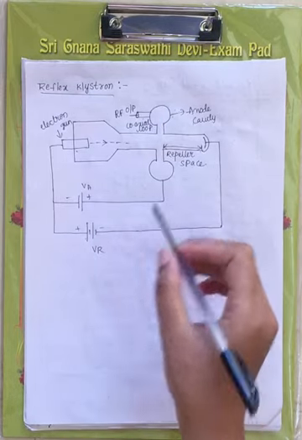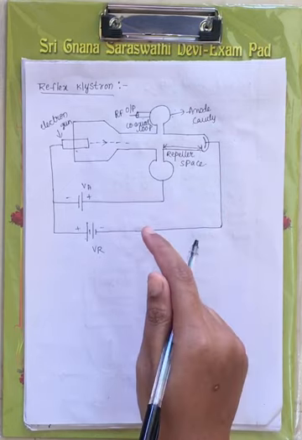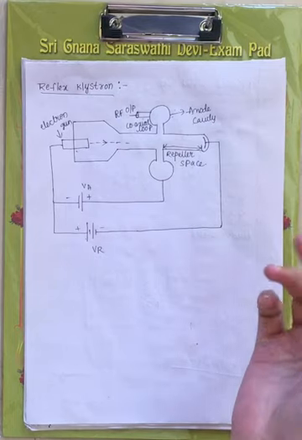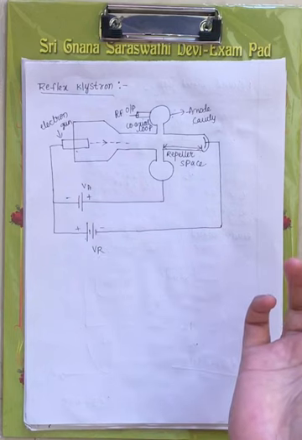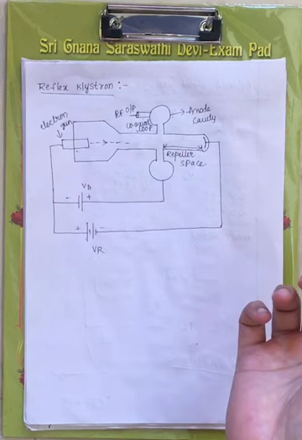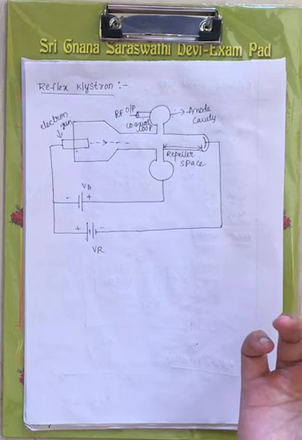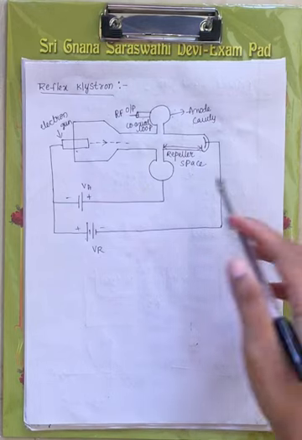Now here it contains only one cavity. If you compare with the two cavity klystron structure, there it contains two cavities. One we call the input cavity, through which you give the input signal, and another is the output cavity, through which you collect the amplified signal. But here it contains only one cavity.